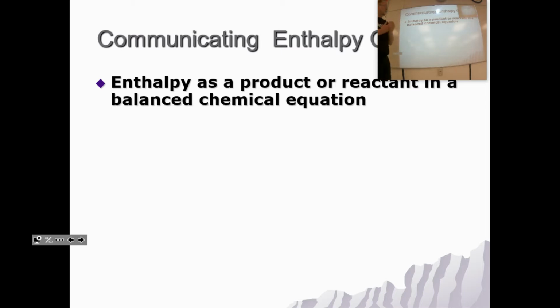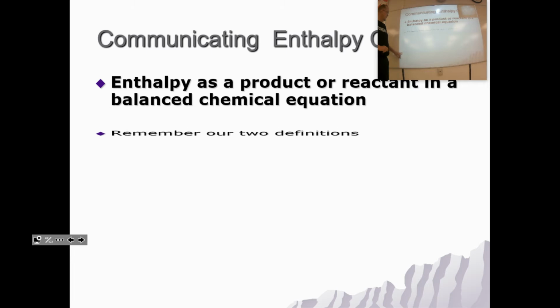Okay, so enthalpy is a product or reactant in a chemical equation. This is what we call a thermochemical equation. We're going to include energy within the equation. Now, if we think about our definition of exothermic, energy is given off to the environment in an exothermic reaction. Therefore, energy is a product of that reaction, and we write it as such. In an endothermic reaction, energy has to be added to that system to get the reaction going. Therefore, it is a reactant in that system.